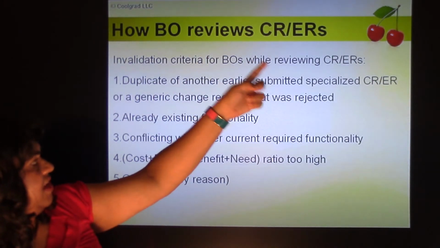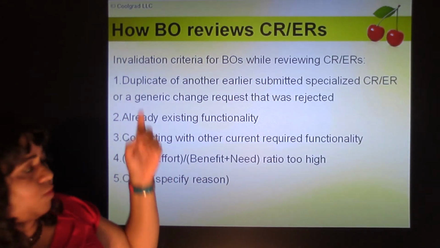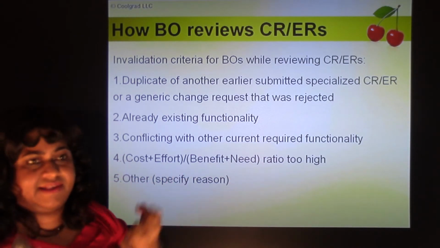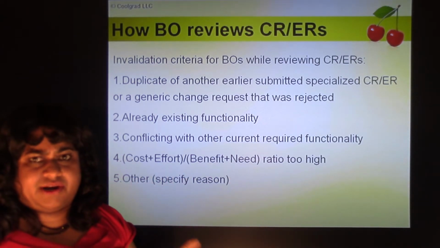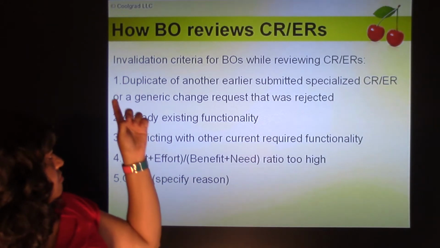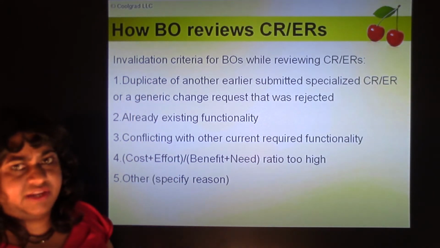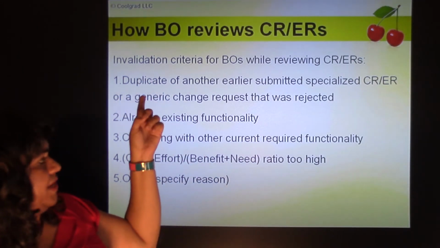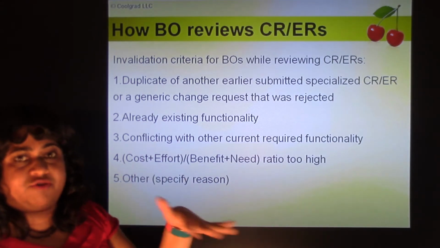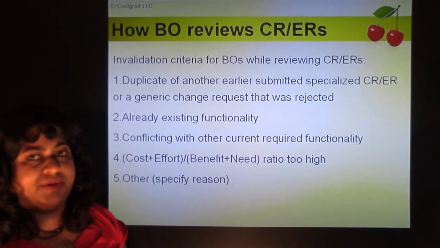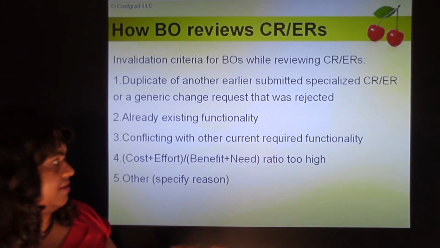How does the BO review CRs and ERs? So what does the business owner do when he gets a user change request or enhancement request user story? So first he goes over all the invalidation criteria. Is it a duplicate? Maybe the BST missed it, the product owner missed it, but the business owner identifies it as a duplicate. It's still invalid and they reject it.